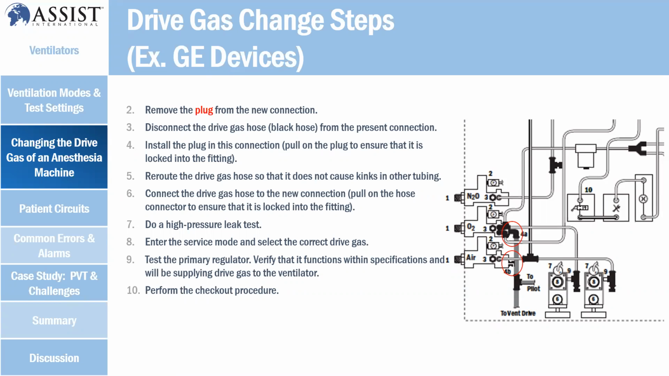Then enter the service mode and do the corrective driving gas setting. So you have to go to the service mode and change the driving gas setting. Then test the primary regulator, verify its function and the specific supply driving gas of the ventilator, and perform the self-test or checkout procedure. If everything is okay, then you can start to use. So this is one of the things that you can do if you are changing your driving gas on an anesthesia machine.